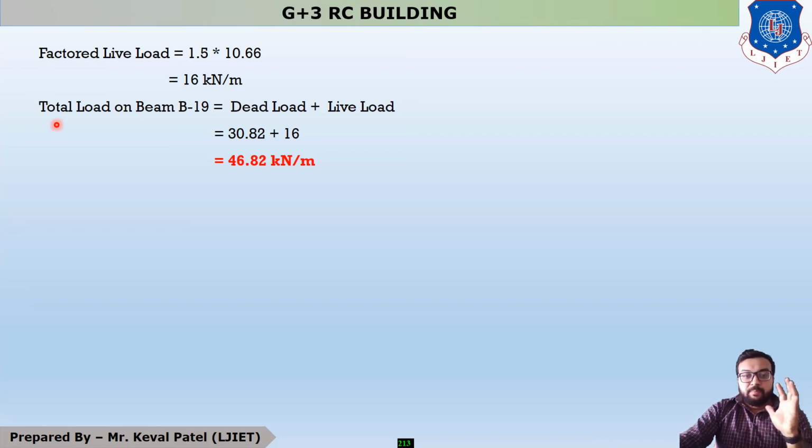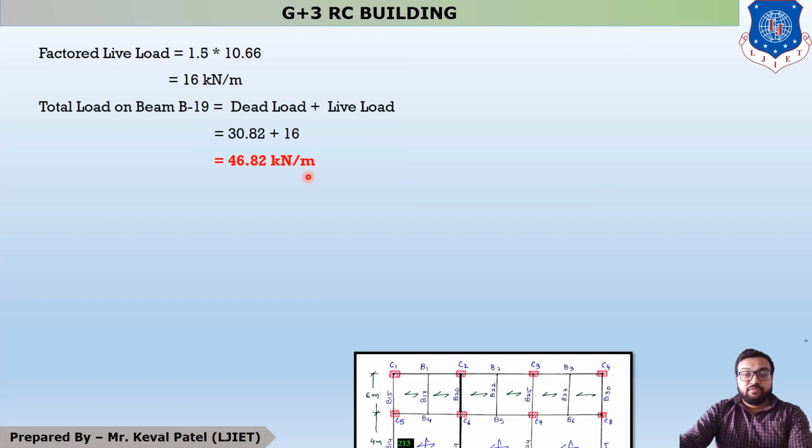The total load on beam B19 is the summation of dead load plus live load. So our factored dead load is 30.82 and factored live load is 16. So our total load on beam B19 is 46.82 kilonewton per meter. Now this load is represented on the figure.